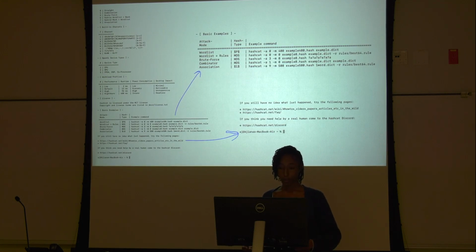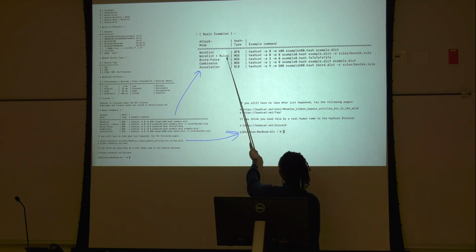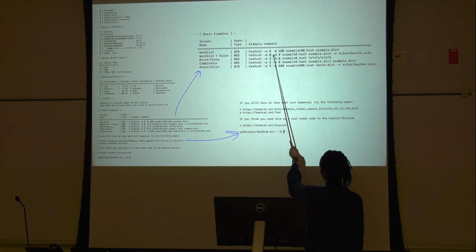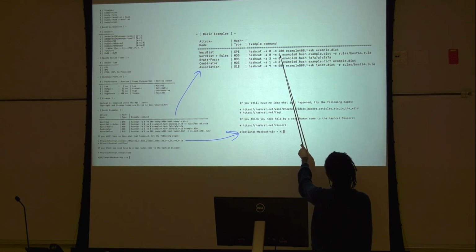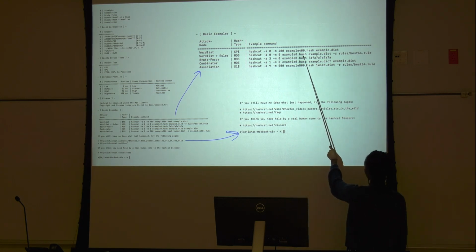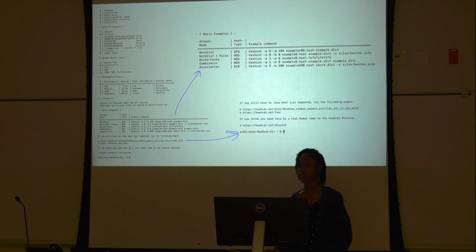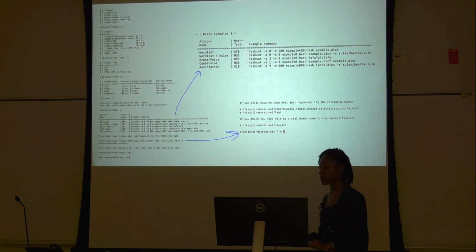Hashcat also provides examples of what an attack would look like. For example, if I was running a word list attack with rules using an MD5 hash, my attack line would say hashcat -a 0, which refers to a straight attack, and then -m, which refers to the hash mode, and then I'll include my hashes, my dictionary, and then rules. And then, of course, this is what it looks like for a brute force attack, a combinator attack, or an association attack.